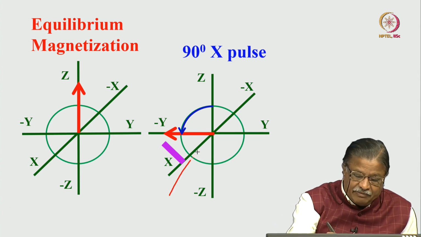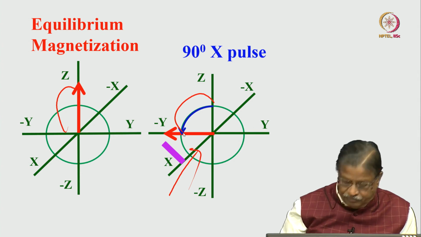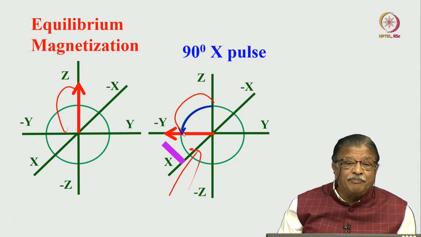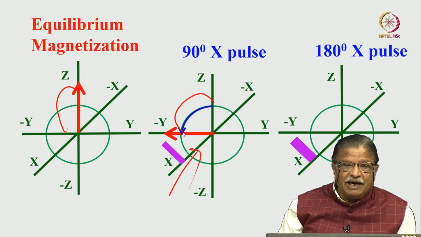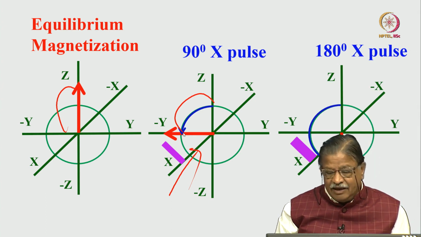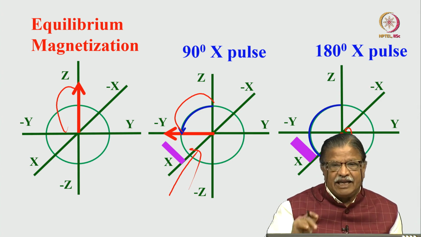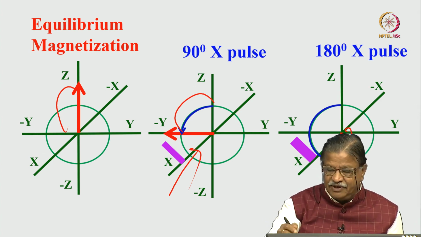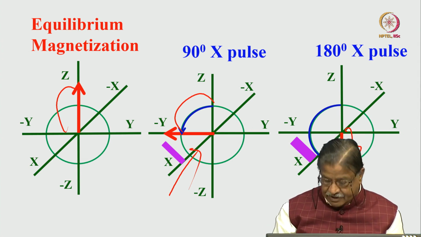This is the direction in which I am applying the RF pulse, and the magnetization which was here tilted to minus y. I increase the width or power of the pulse such that I can make it a 180 x pulse. Then the magnetization starts tilting to the minus z axis. From plus z it came to the minus z axis. You can see here, from plus z with a 180 pulse it shifted to minus z.